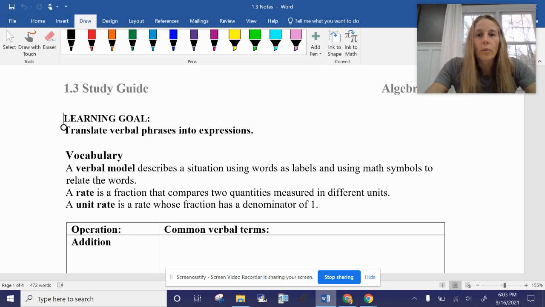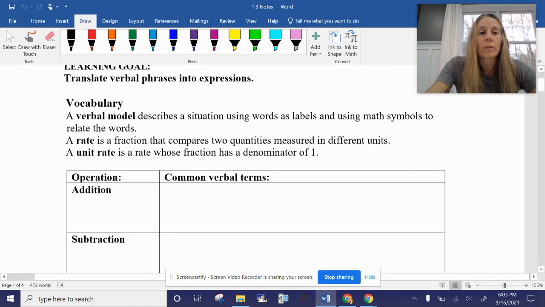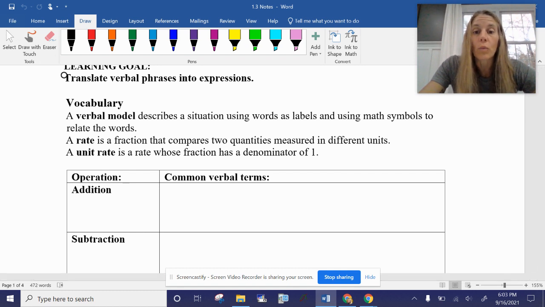All right, good morning. So we're moving on to the next lesson, which is 1.3, and we're going to be translating verbal phrases into expressions. So just to review a little bit of the vocabulary with this lesson, we're going to talk about verbal models. A verbal model describes a situation using words as labels and then using math symbols to relate those words.